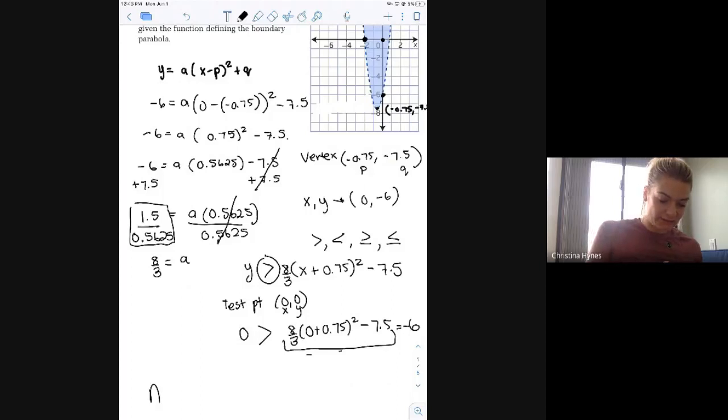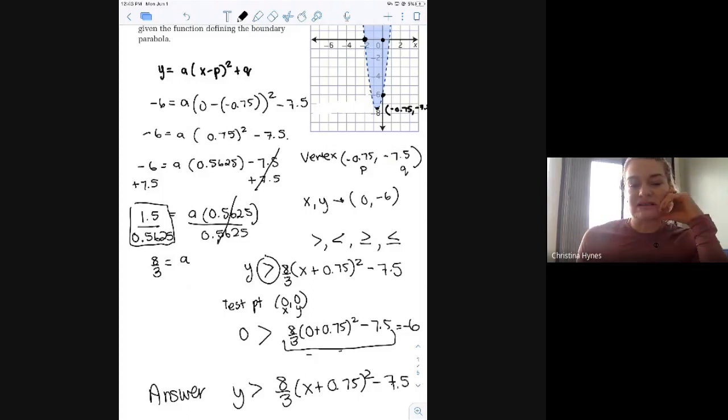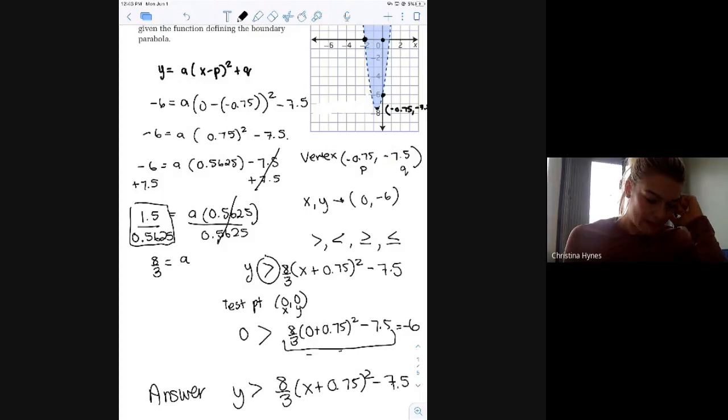So my answer is y is bigger than 8 over 3, x plus 0.75 squared minus 7.5. And then if you want to check your answer, you can go to Desmos and put this in exactly how you see it and see if it gives you that. So I'll confirm this by just putting this in.